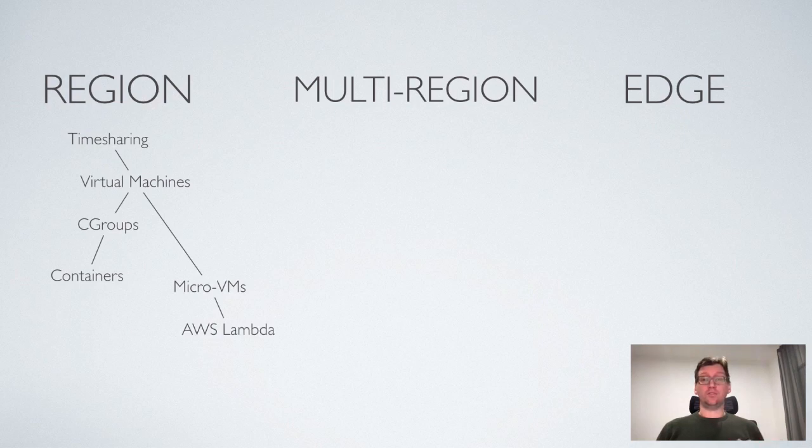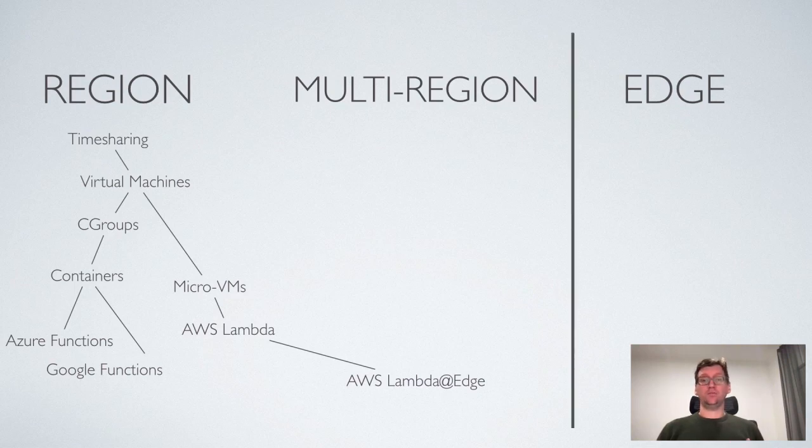AWS Lambda sort of turns up, quickly followed by Azure functions and Google functions. And finally, we have our first product moving from running in a single region to running in multiple. Lambda at Edge now allows you to run the same function in 13 different AWS regions. But there is this massive chasm here. None of these products have made any progress towards the edge.